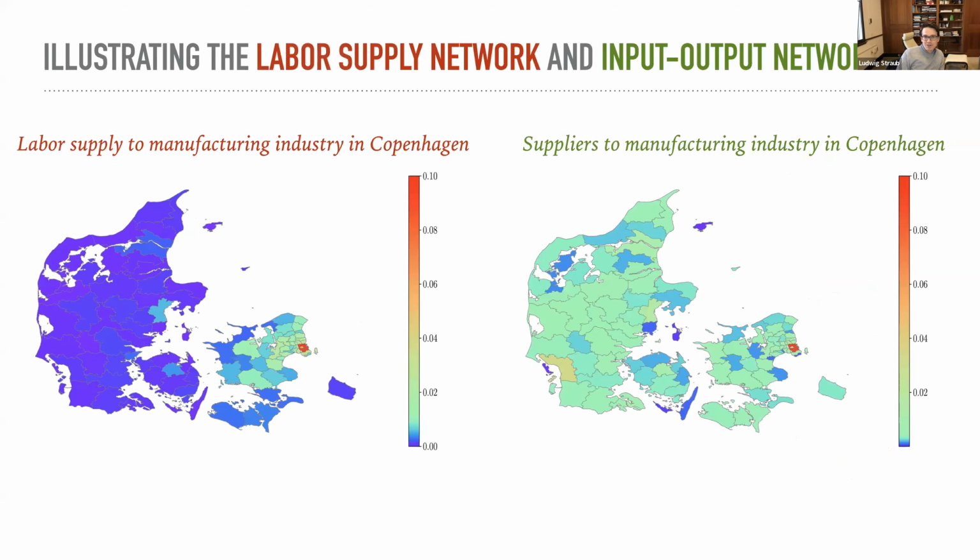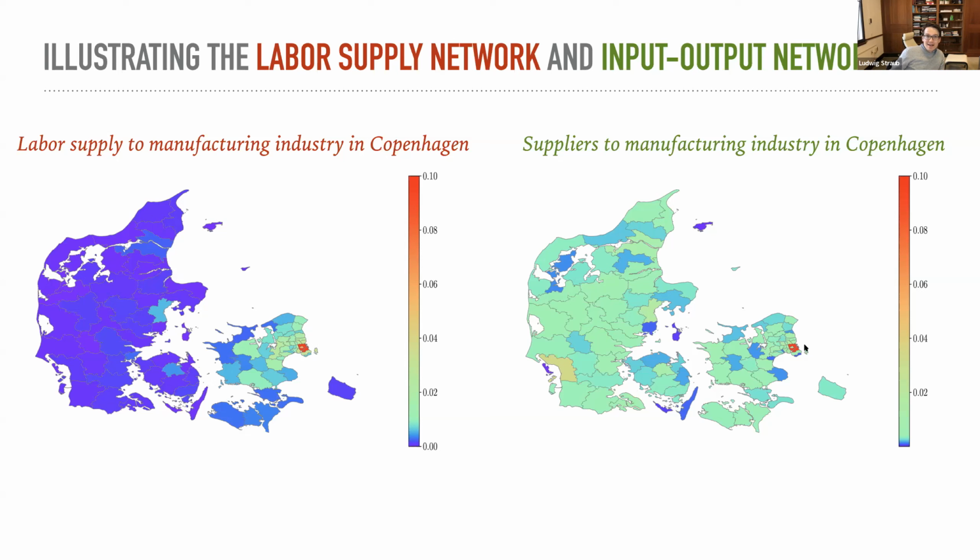Just two simple examples for what the labor supply and the input-output network look like. Again, here on the left, I focus on the manufacturing industry in Copenhagen. This time, this is the labor supply network, meaning the distribution of labor supply to that industry. And you see that these are the locations where workers in that industry are living, and that this is highly localized around where the industry is, because most of them have to commute to work. And so most of these people live in Zealand, in this main island here.